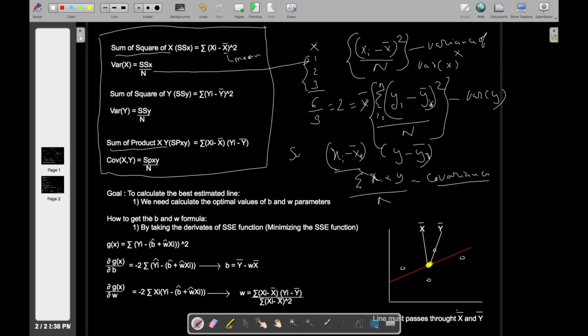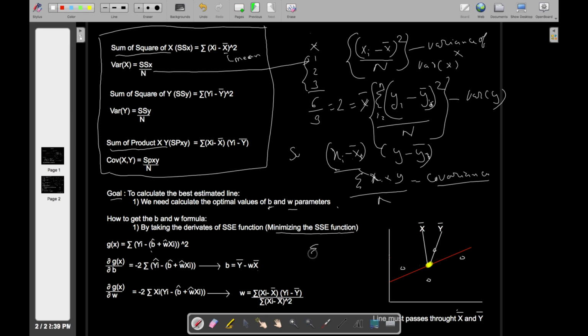Okay. Now, as I explained in the earlier slide, how to calculate the best line. This is the overall goal, right? So we need to calculate the optimal values of b and w to get the best line, right? The optimal value means the best value, right? And how to get the new b and w values? So we have to have some kind of formula. So how to get the formula? By taking the derivative of the SSE function. That is also called minimizing the SSE function, right?